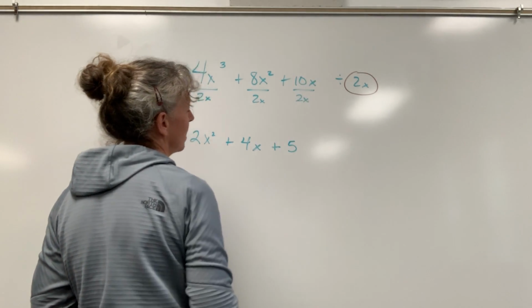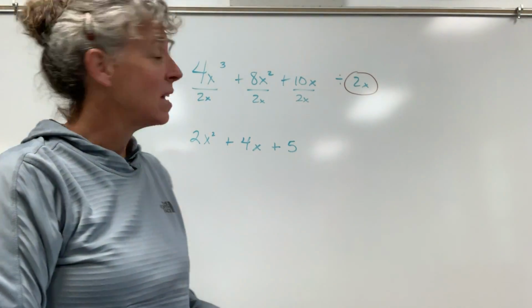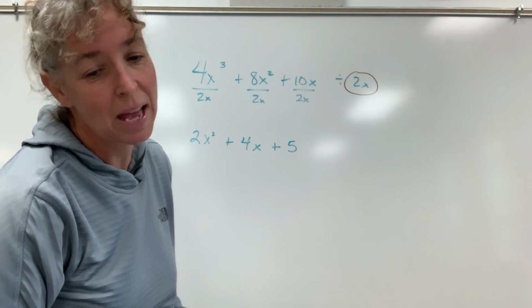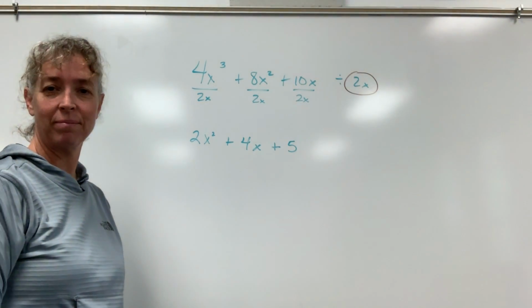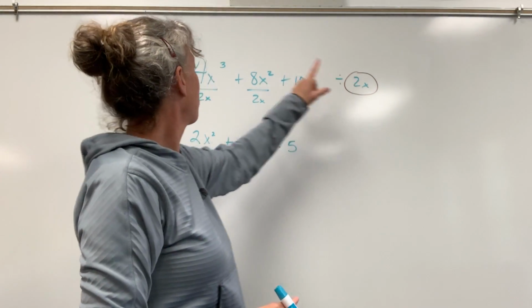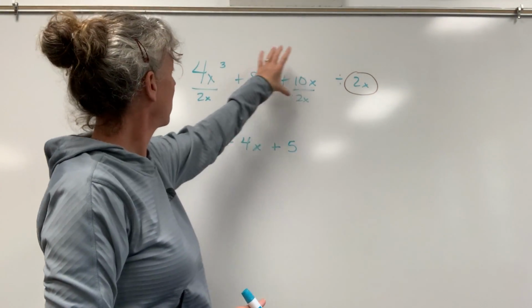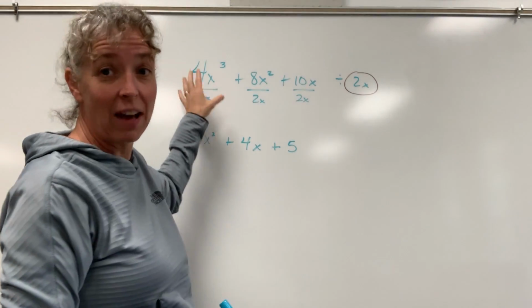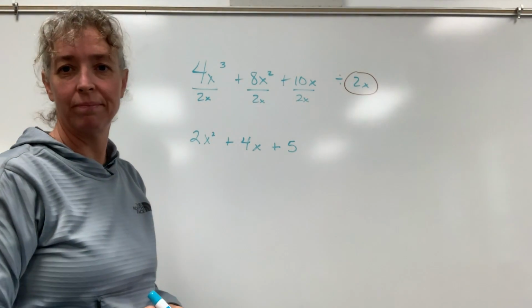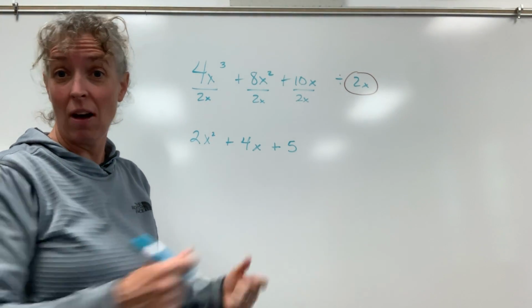x over x, they go away. It's just the number 5. And we're done. We have divided that polynomial by 2x. Taken care of. Not bad, right? So if there's just one term, we just take every part of our polynomial and divide that. Remember, subtract the exponents. Okay, let's move on.